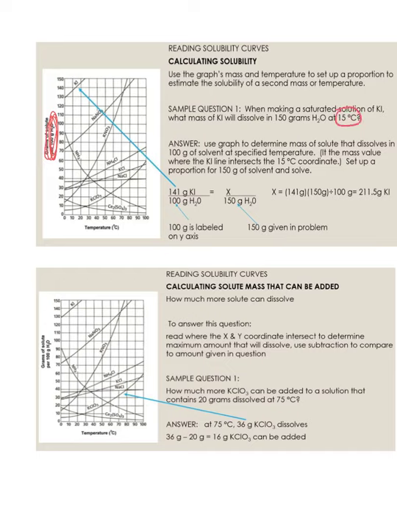So at 15 degrees Celsius, so here's 15 degrees Celsius for KI, we can get about 141 grams. So that's where they get this. We can get 141 grams in 100 grams. But they want to know how much we can get in 150 grams of water. So they set up this proportion. And so to solve it, you cross multiply 141 times 150, multiply these two, and then divide by 100.